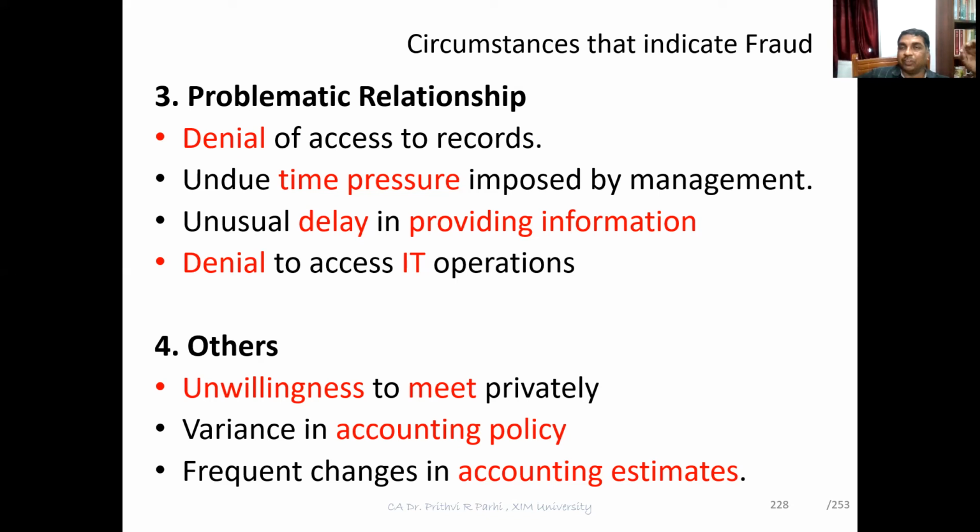Or frequent changes in accounting estimates. Accounting involves estimates. And if there are frequent changes in accounting estimates, that also indicates fraud. So this year we are saying the life of the asset is 20 years. Next year saying 25 years. Next year saying no, 18 years. That indicates fraud because all these estimates have an impact on the entity's profitability as well as position. By changing these estimates, one may change the profit, one may change the asset positions. So they also indicate fraud.